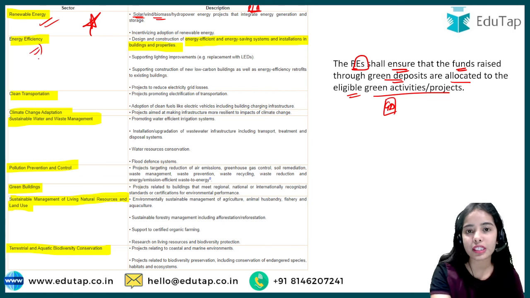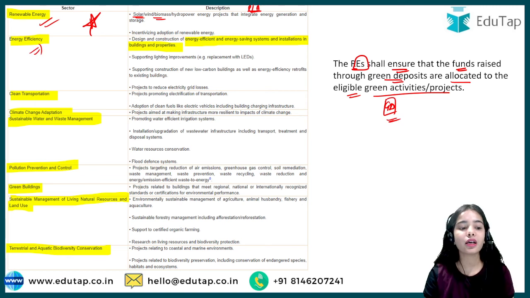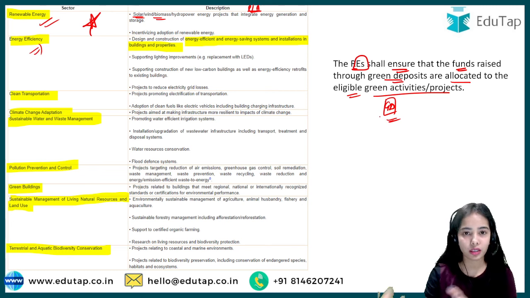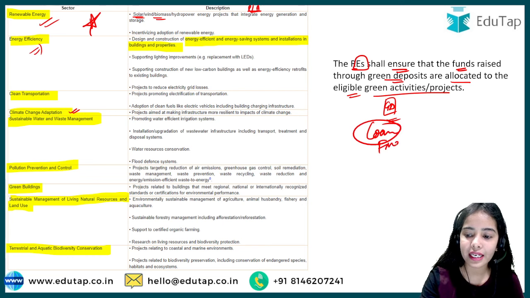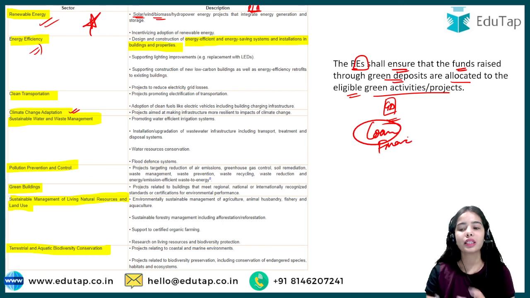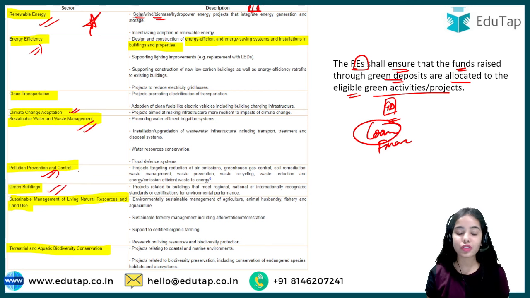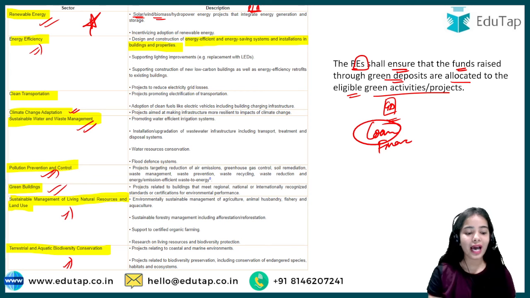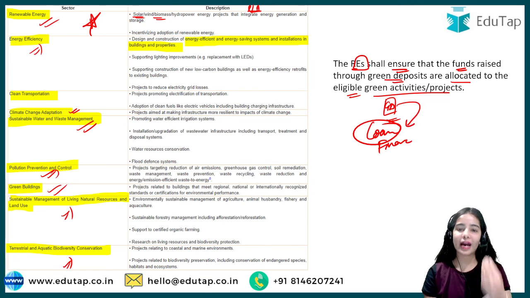For the energy efficiency projects and activities, the green deposits can be utilized. For the financing of clean transportation, the green deposit can be utilized. For climate change adaptation, for providing the loan or the finance for the climate change adaptation, the green deposits can be utilized by the banks and NBFCs. For the sustainable water and waste management, the pollution prevention and control, for the green buildings, for the sustainable management of the living natural resources and the land use, for the terrestrial and aquatic biodiversity conservation. For all of these, the green deposits can be used to finance all these sectors.